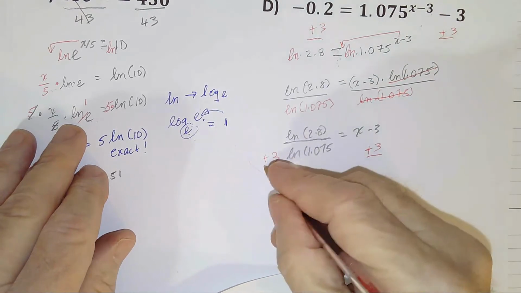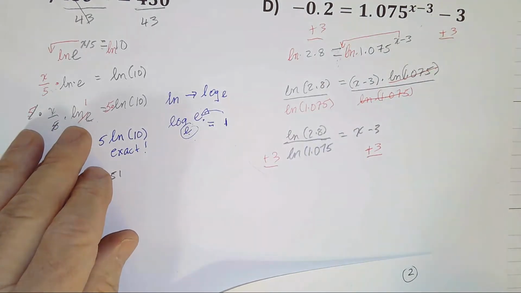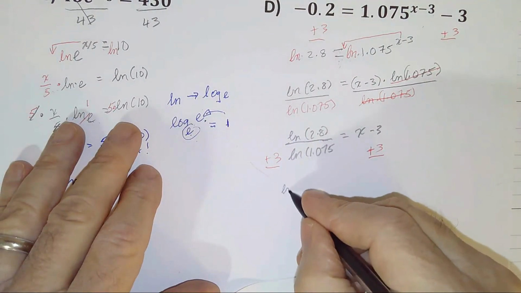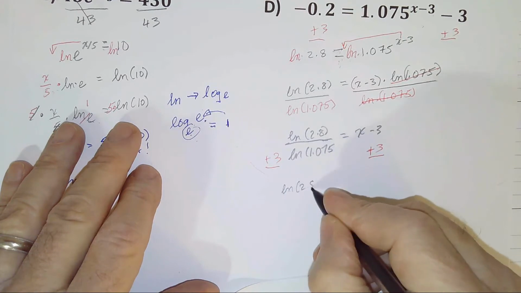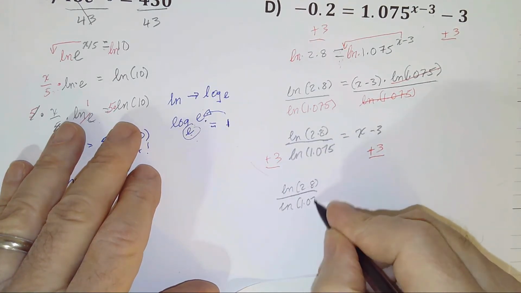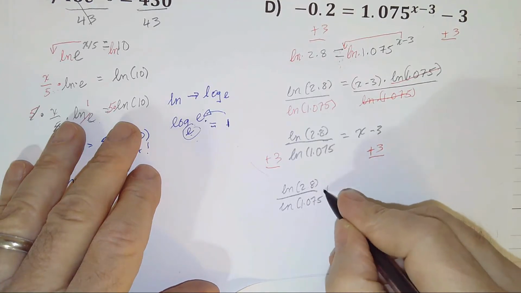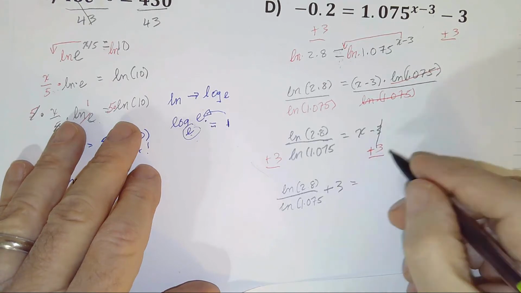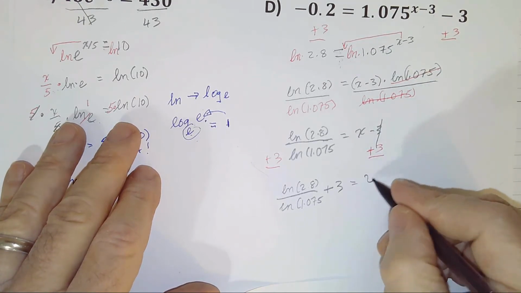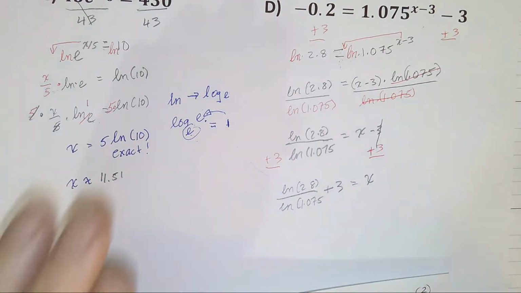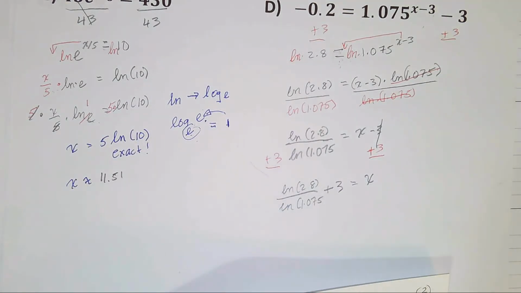And I'll put it over here to the right. So I'm going to rewrite this as the natural log of 2.8 divided by the natural log of 1.075 plus 3 equals, and of course, 3 and negative 3 cancel, and x is by itself. So now this is all a number. I can put this into my calculator. It's going to be a little wonky because I got a lot of stuff here.